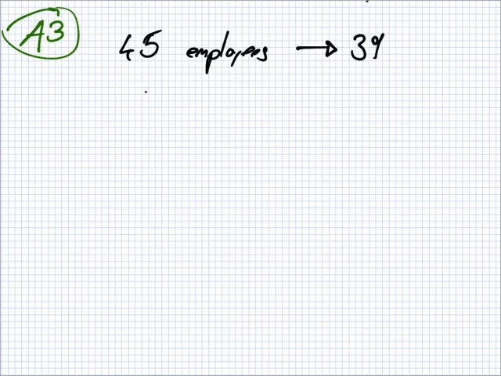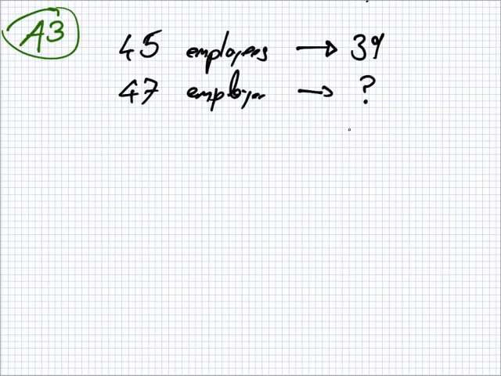The mean travel time for 45 employees to get to work. The mean of this is 39. 2 new people join, so you have 47, and now it increases. Oh no, sorry, they tell you how much each one is, and they want to know what the mean is.